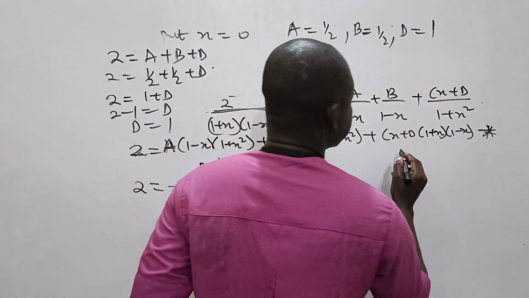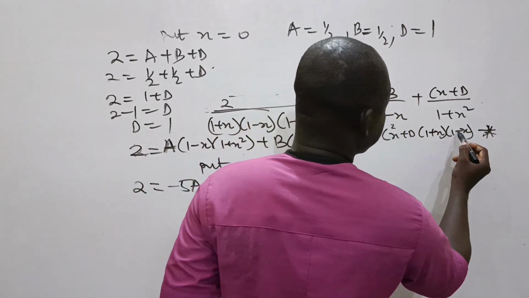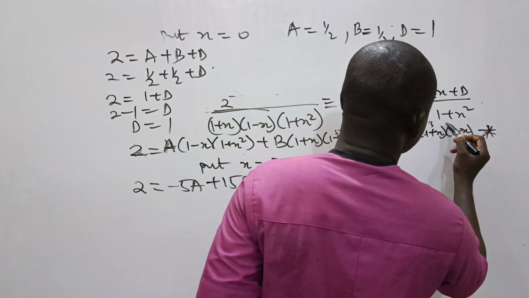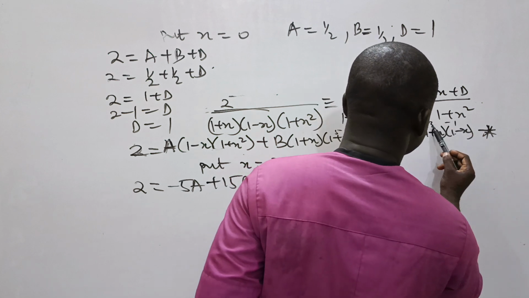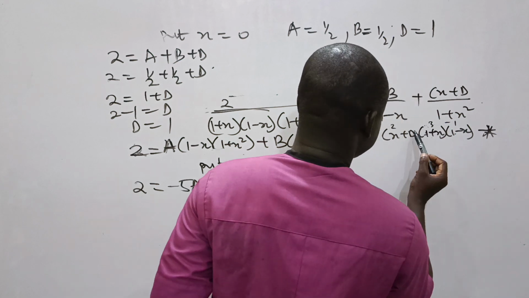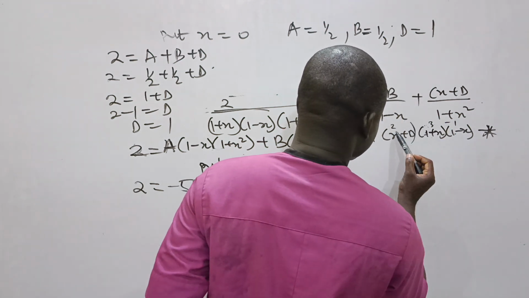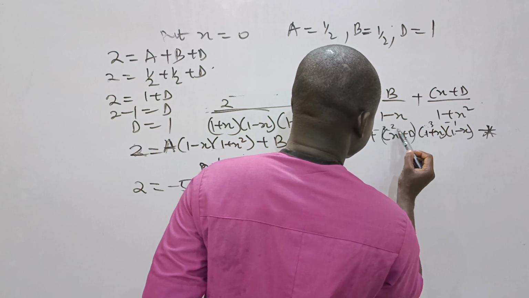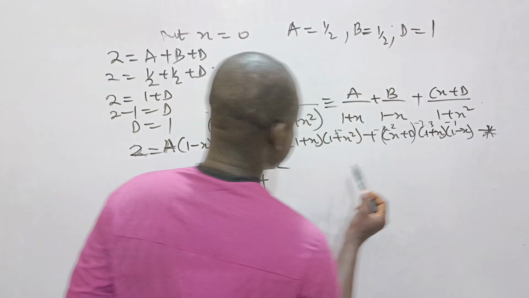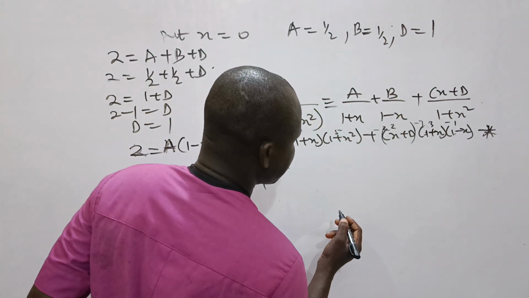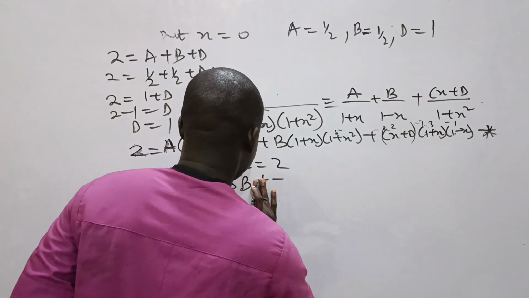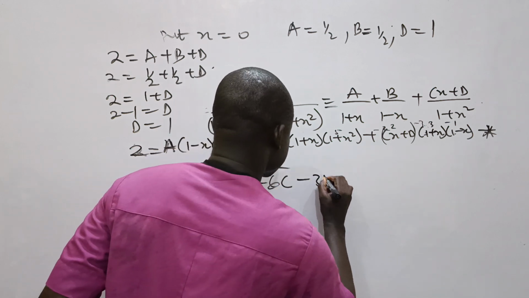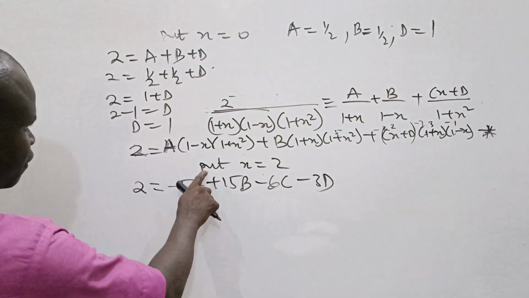Then if s is equal to 2, I'm going to have 2 here. Then 1 plus 2 is 3, and 1 minus 2 is minus 1, so I have minus 3 here. Minus 3 will multiply 2c, that will be minus 6c. Then minus 3d. That's what I'm going to get if I put s equal to 2.